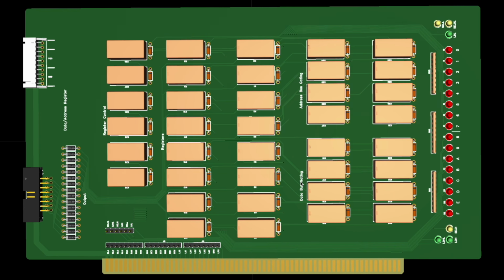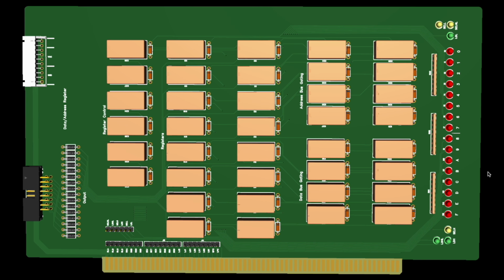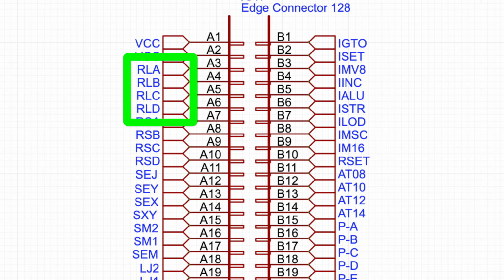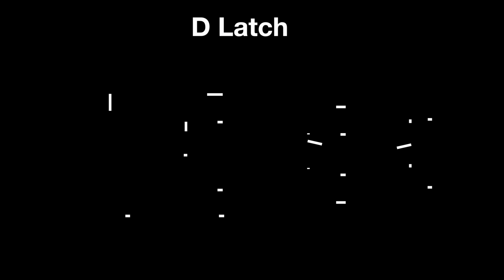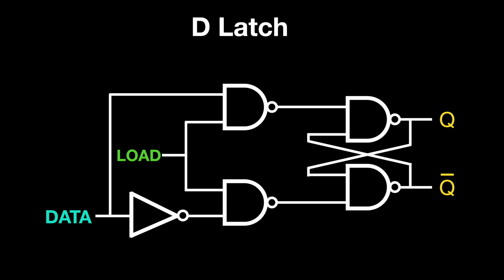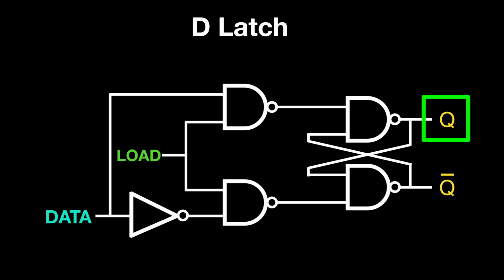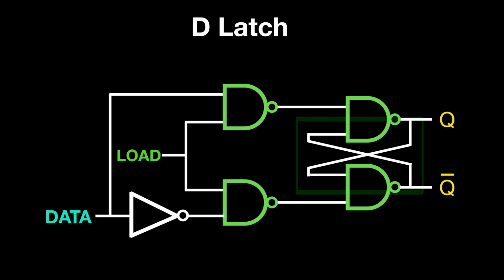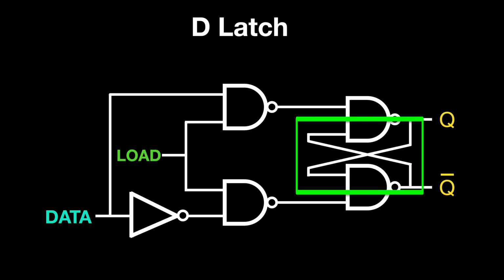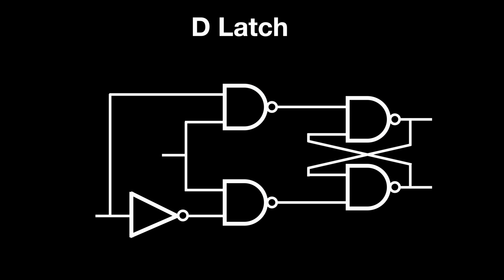Like the relay version of the register, we need a way to latch data only when a load control line is active. And the de facto standard for this in the transistor world is the data or D-latch. The D-latch has 2 inputs, the data and the load or enable, and then 2 outputs representing the primary value and the not or inverse of that value. And the latching circuit itself utilizes an inverter, 4 NAND gates, and this cross connection that generates a feedback loop to latch the state of the output.